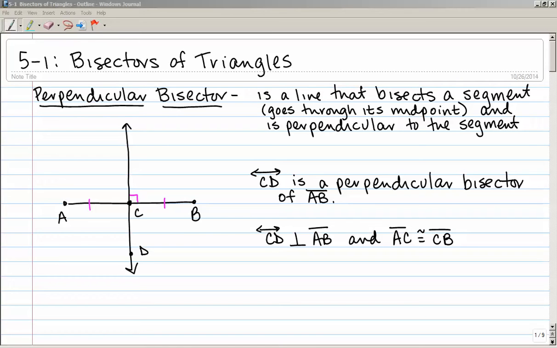So in the diagram here, line CD is a perpendicular bisector of segment AB. Because CD is perpendicular to AB, denoted by this little box right here in the center, and segment AC is congruent to segment CB, so C is the midpoint of AB. One thing I like about a perpendicular bisector is its name pretty much describes what it's doing. It's perpendicular to a segment and it bisects a segment.